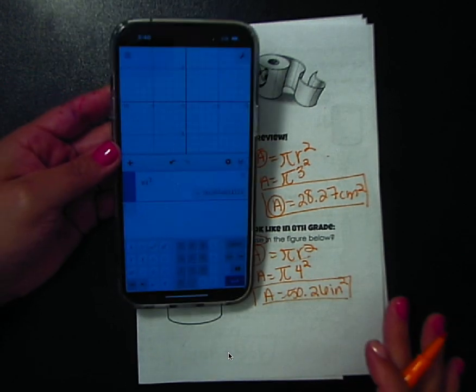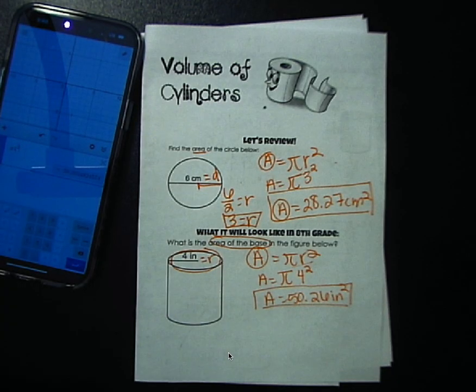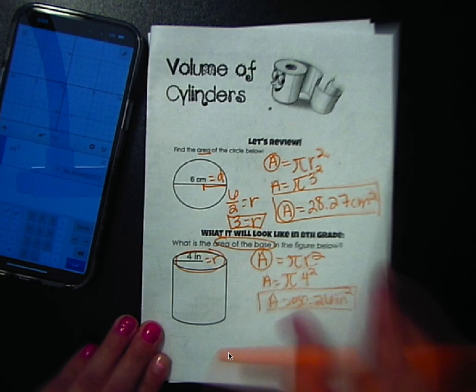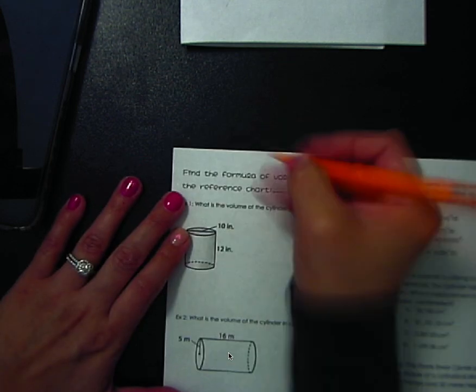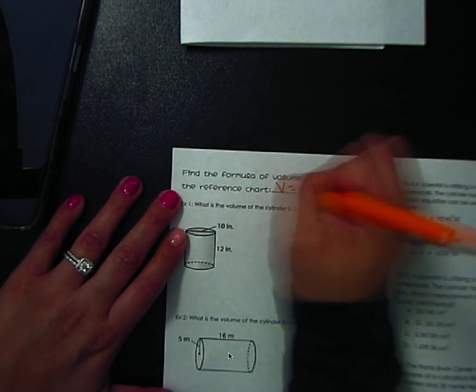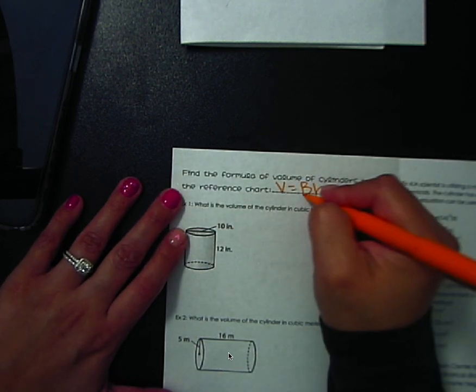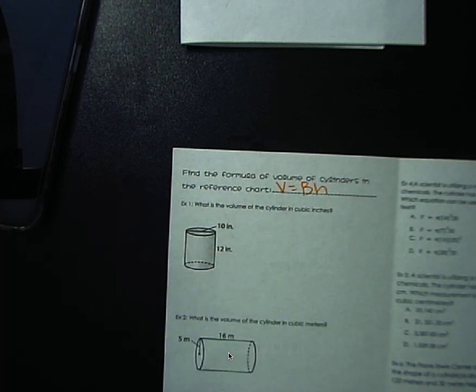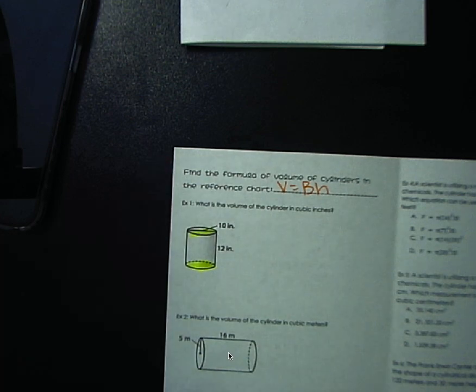I know it's a little hard to see with this phone on the Desmos, but now we are going to go to what we're doing today, which is finding the volume of a cylinder. So this is kind of just for the people that were out yesterday. They could get that. So you're going to go to your formula chart. You're going to write volume equals area of the base times the height. The B stands for the area of the base. The base is going to be a circle. So here's my circle. That's my base.